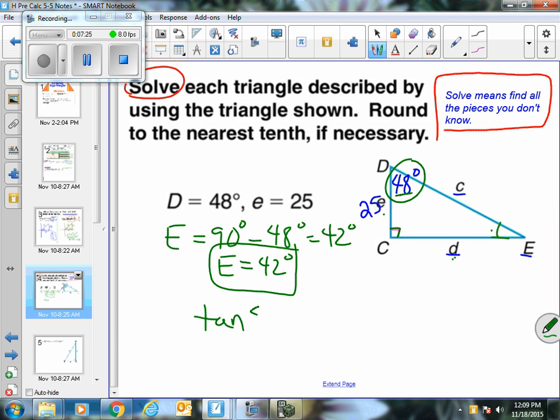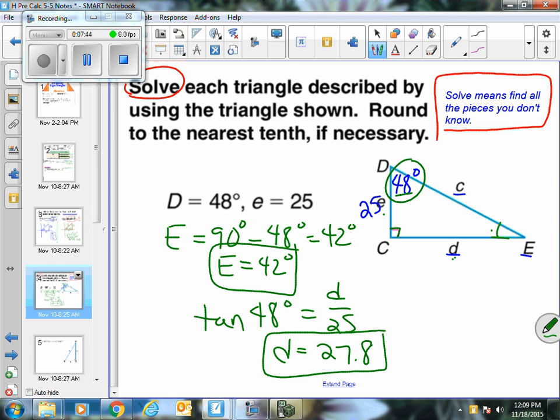So the tangent of 48 degrees is equal to d over 25. So really nothing new from what we're talking about right now, other than they're having us find all the pieces with angles included. We never did angles before. So if they give you one of the angles, pretty easy to find the other one in a right triangle. So multiply by 25, we get 27.8. So we have little d.